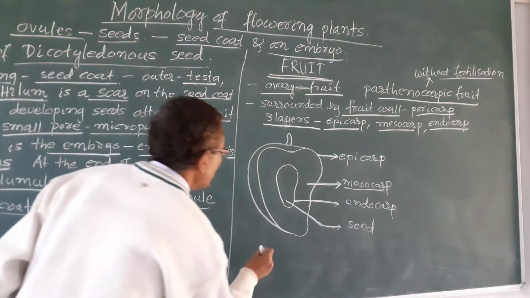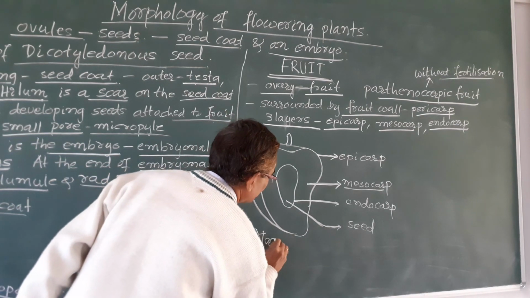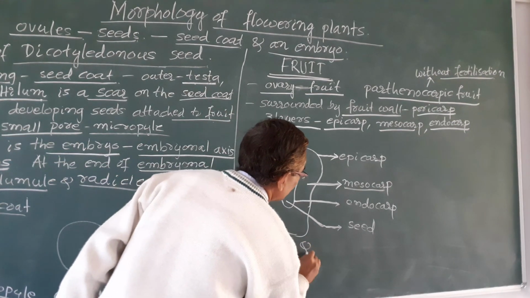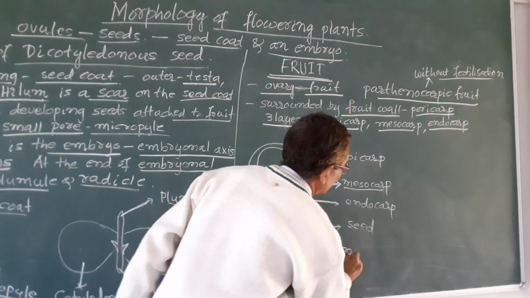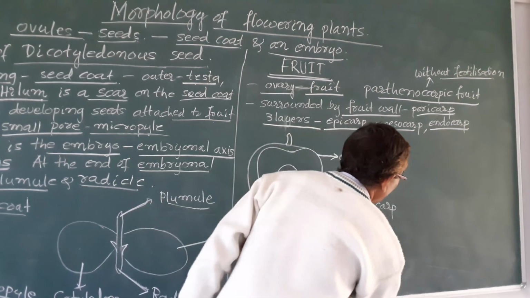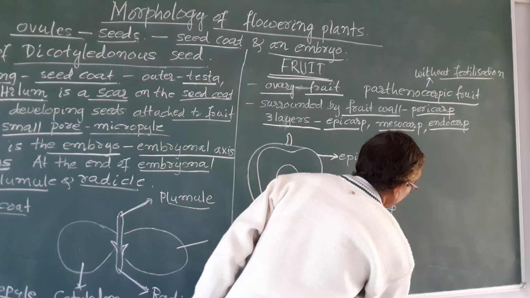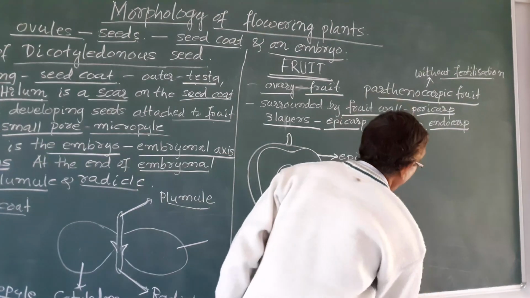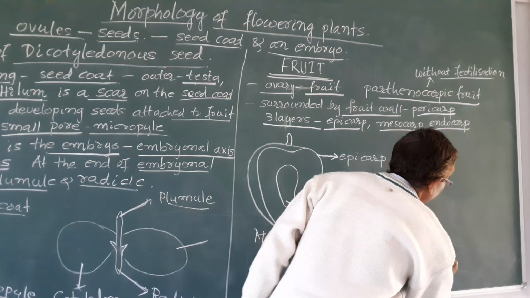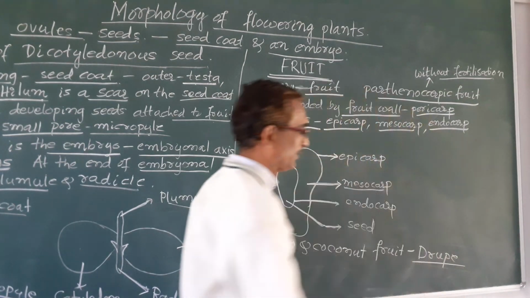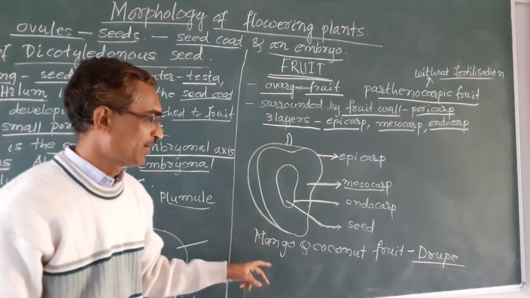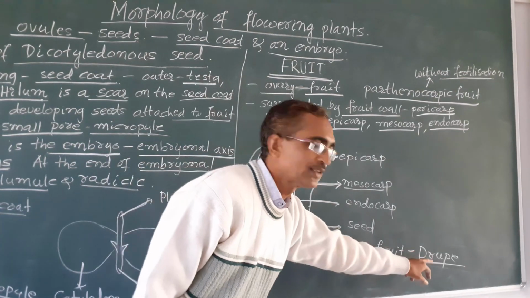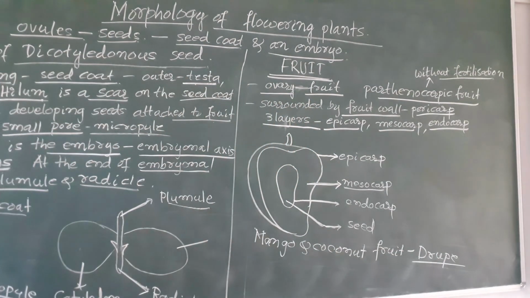In mango and coconut, the fruit is called a drupe. In this mango and coconut, the fruit is called a drupe.